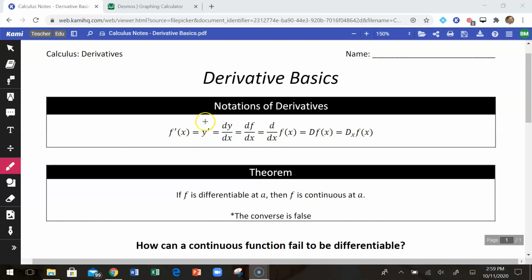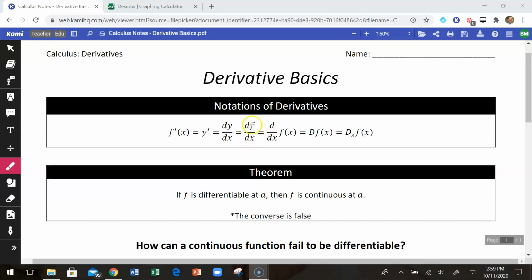The two most common ones that we'll look at are probably f prime of x. Okay, that means the derivative of a function whose independent variable is x, right? F prime of x, y prime, dy over dx. So think of it as the change in y over change in x, right? So it's like a slope. That's what we think about when we do derivative. We think about the slope of the tangent line. So dy over dx is what we're looking at there.